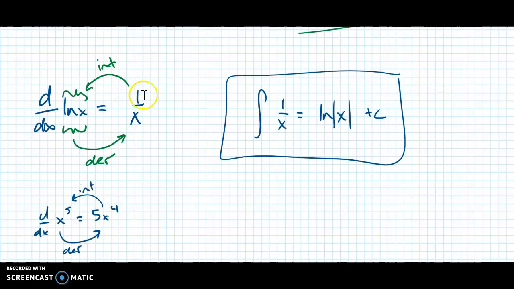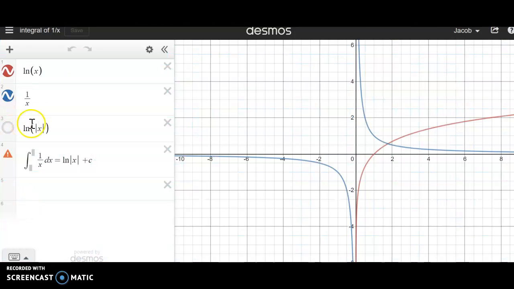The ln is a little bit different, and in order to explain it, this is the formula for the integral of 1 over x. It's not ln of x, it's ln of the absolute value of x plus a constant. So I am going to pop over to Desmos to try to explain this to you, and I think it will make sense.